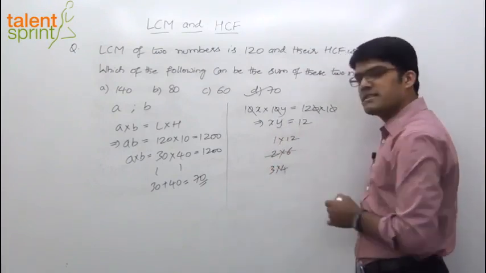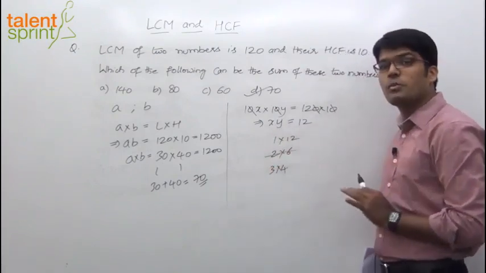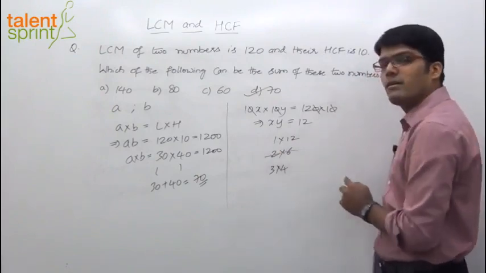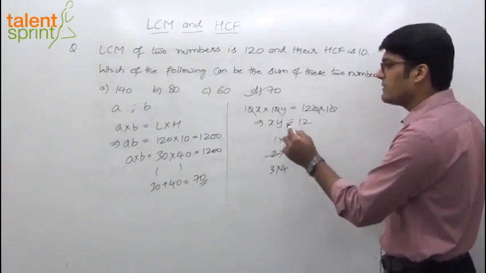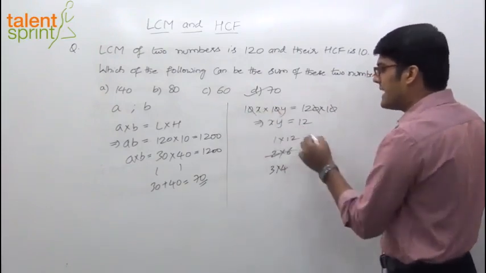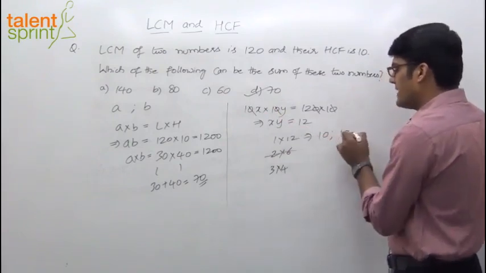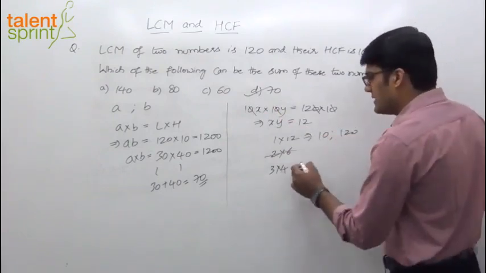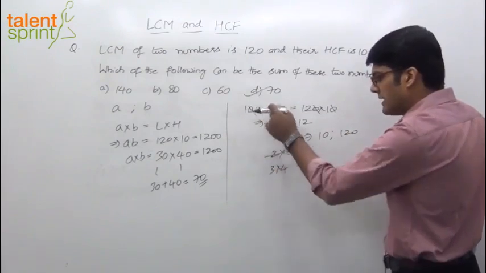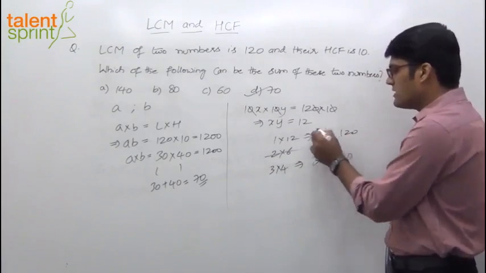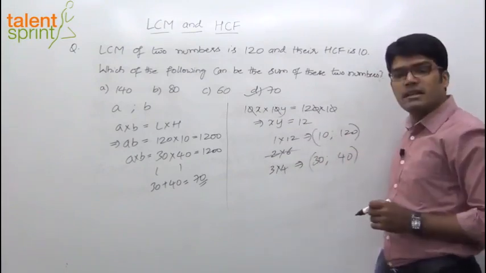Now you know that 2 into 6 is not possible here because 2 and 6 are not co-primes. What are co-primes? 1 and 12, and 3 and 4. So if you take the first pair, 1 and 12, x is 1, y is 12. What are the numbers? 10 into 1, 10, 12 into 10, 120. And if you take 3 and 4, 10 into 3, 30, and 4 into 10, 40. So these are the pairs, 10 and 120, 30 and 40.